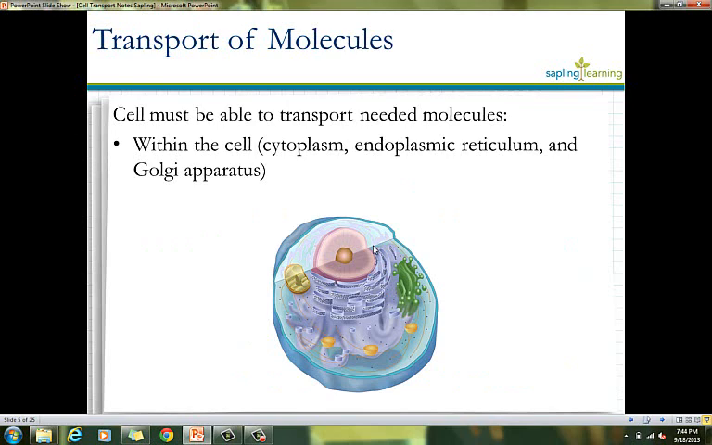All right, so cells must have a way to transport needed molecules to their appropriate locations. Within a cell, the process of transport occurs in the cytoplasm, the endoplasmic reticulum, and the Golgi bodies, or the Golgi apparatus. You'll also see it called the Golgi complex. So all of those are the same thing. The plasma membrane is responsible for transporting molecules between the cell and its environment. Both types of transport are necessary to ensure that all of the other cellular processes occur correctly.